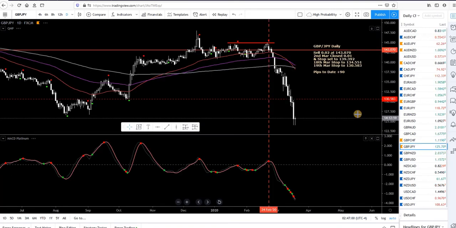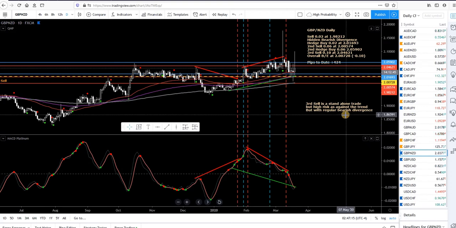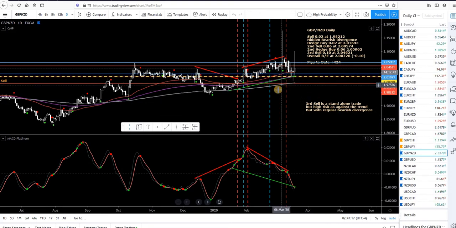Pound yen, same deal. Sell back here on the double top. Gone down nicely. I've closed half, locking in profit. Moved my stop down today. Just this, things can only go so far. Pound New Zealand caused me a bit of grief, but might start to become back in my favour.